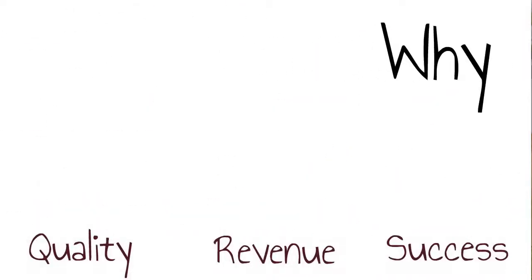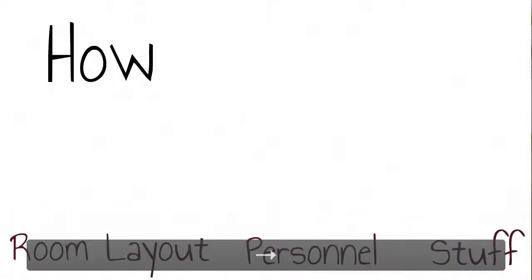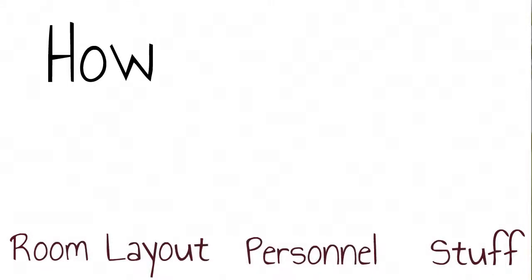So, what are we going to do about variability? Well, why are we going to do it? We're going to reduce our variability because we know it improves quality, we know it improves revenue, and we know that it drives success. What are we going to do? We are going to standardize our room layout. You're going to find one way that the room should be laid out, and we're going to leave it that way, and the most you're going to do is rotate the bed.